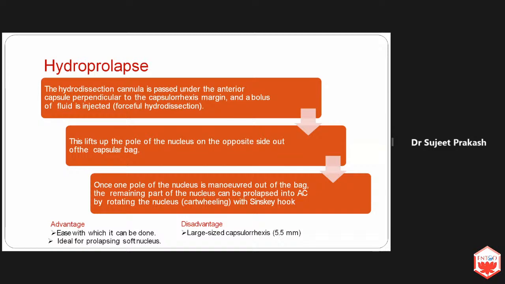So starting with the first procedure, which is the hydroprolapse. In this, the hydrodissection cannula is passed under the anterior capsule perpendicular to the capsulorhexis margin, and a bolus of fluid is injected. This lifts the pole of the nucleus on the opposite side out of the capsular bag. And once one pole of the nucleus is maneuvered out of the bag, the remaining is prolapsed into the anterior chamber by rotating the nucleus with the help of Sinsky hook. The advantage of hydroprolapse is that it is an easy procedure and can be done as a continuation of the hydro procedures which were being discussed earlier, and it is ideal for prolapsing soft nucleus. But the disadvantage is that it needs a capsulorhexis size of around 5.5 millimeter for this procedure to be done.